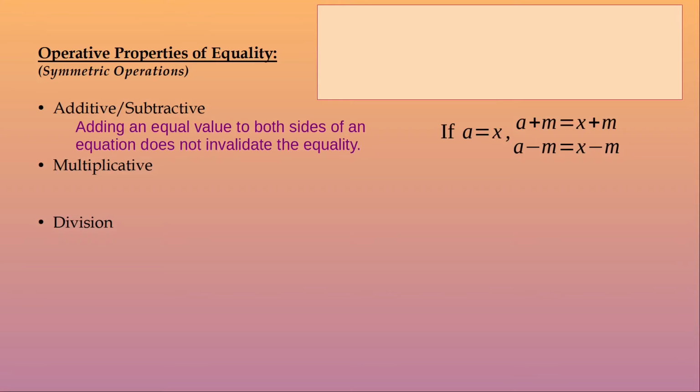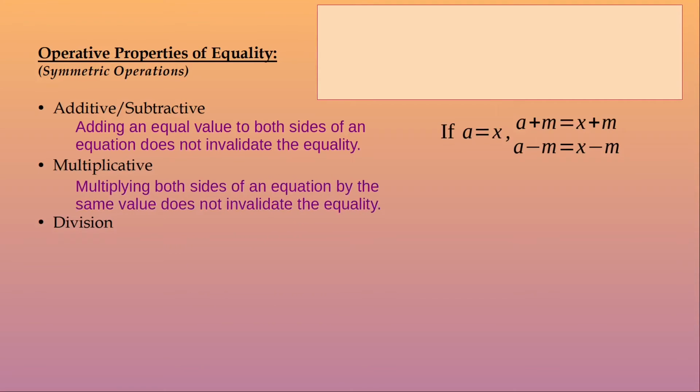So next up is the multiplicative symmetric operations. Just like addition and subtraction, we can freely multiply both sides of an equation by whatever we like and maintain equality between the two sides.